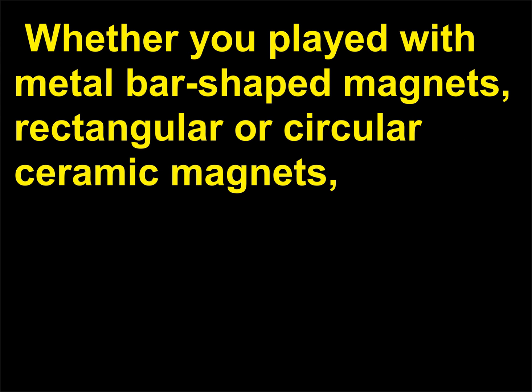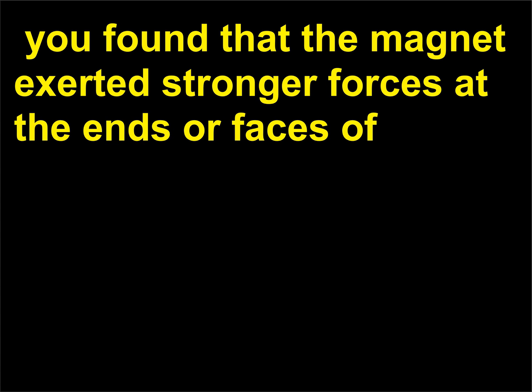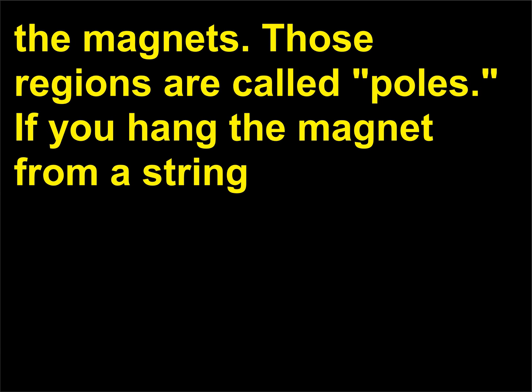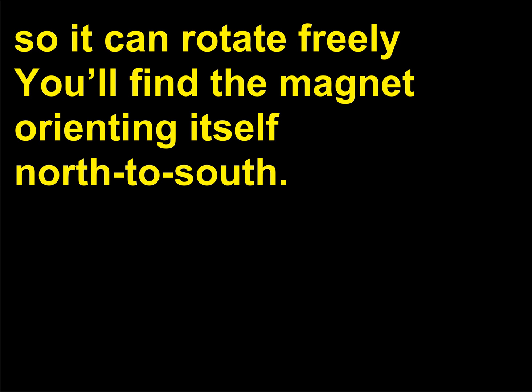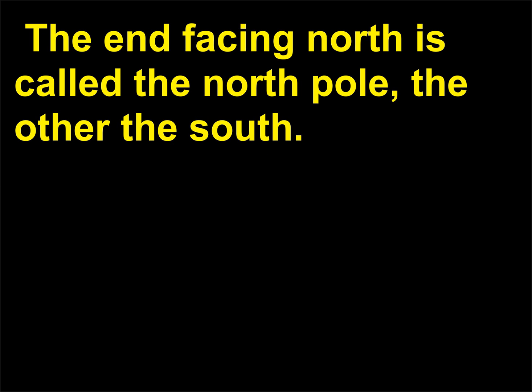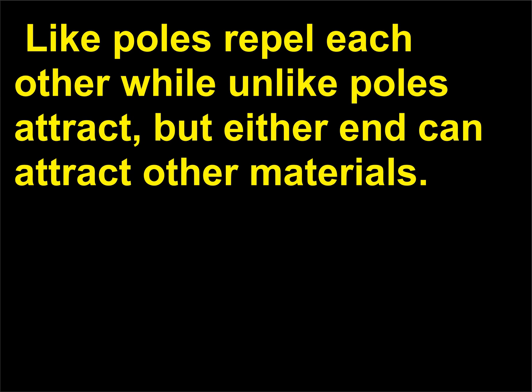Whether you played with metal bar-shaped magnets, rectangular or circular ceramic magnets, you found that the magnet exerted stronger forces at the ends or faces of the magnets. Those regions are called poles. If you hang the magnet from a string so it can rotate freely, you'll find the magnet orienting itself north to south. The end facing north is called the North Pole, the other the South. Like poles repel each other while unlike poles attract, but either end can attract other materials.